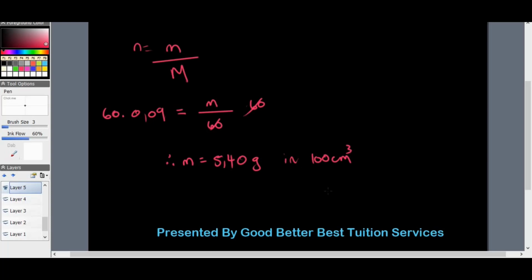So is her claim true or is it false? It's definitely not true, or we can just write it is false. It is not 5.8 grams of ethanoic acid per 100 milliliters. It is 5.4 grams per 100 cubic centimeters, in fact.